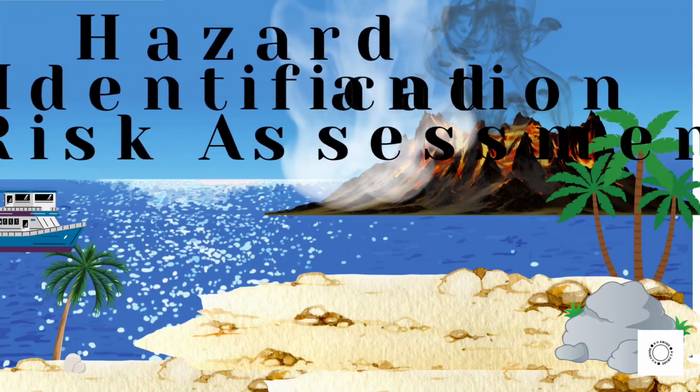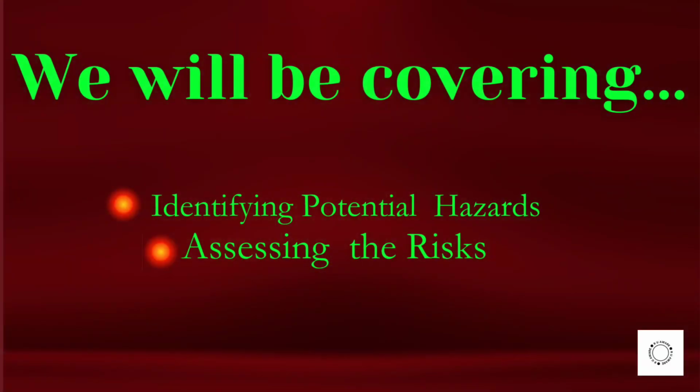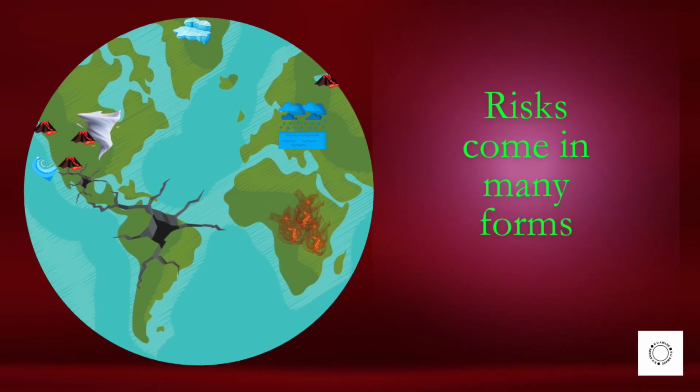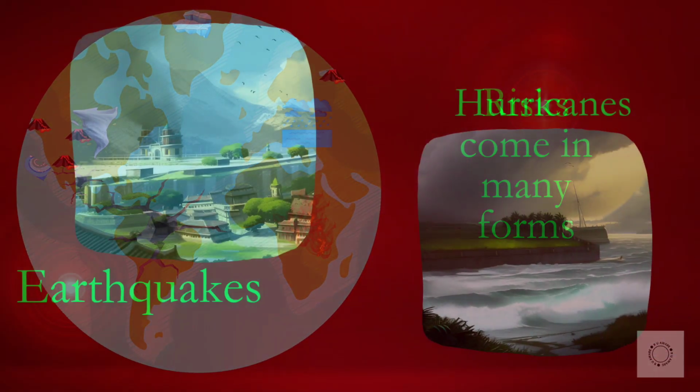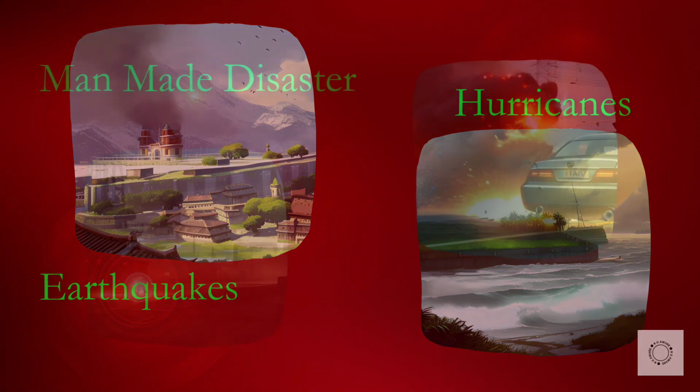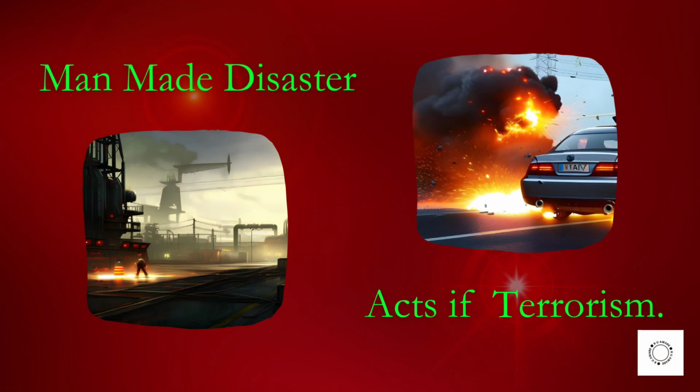In this section of the course, we will focus on identifying potential hazards and assessing the risks they pose to individuals, communities, and properties. Risks come in many forms, including natural disasters, such as earthquakes and hurricanes, as well as man-made emergencies, such as industrial accidents and terrorism attacks.